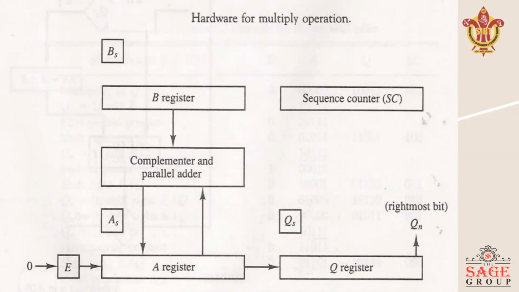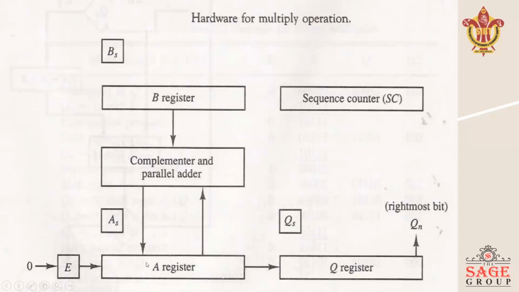The multiplication of two sign magnitude numbers in fixed point representation is explained here. The block diagram shown on the screen is the hardware requirement for the multiplication of two sign magnitude binary numbers. Here you can see that we have two registers, register A and register B, which are connected to the complementer and parallel adder. Again, we have one more register here, the Q register, and there is a sequence counter. All three registers A, B, and Q have the sign bit also.